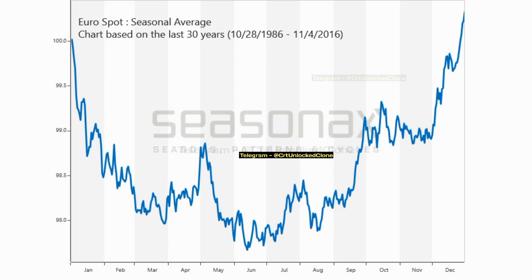So now you can see you can be more inclined to look for shorts or bearish trades during this time of the year from January to March, right? This is how you use it.